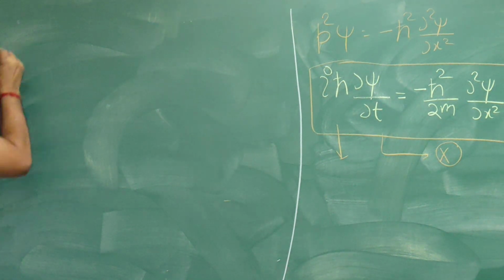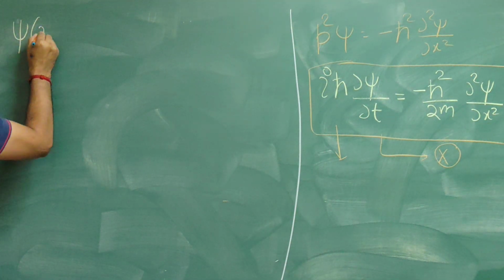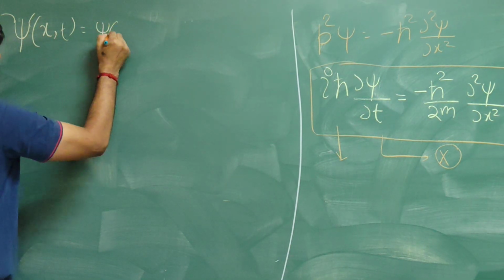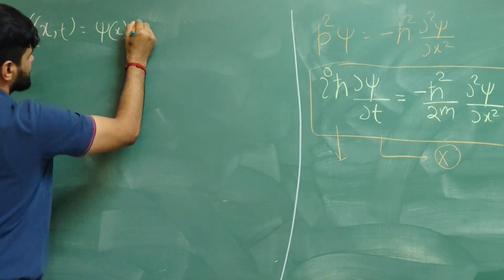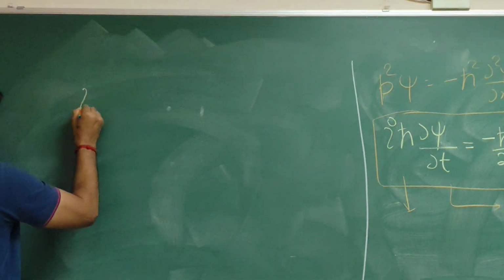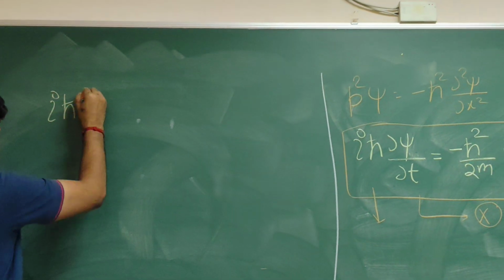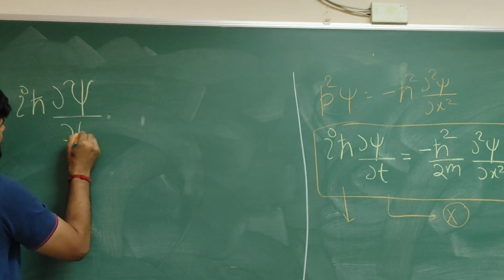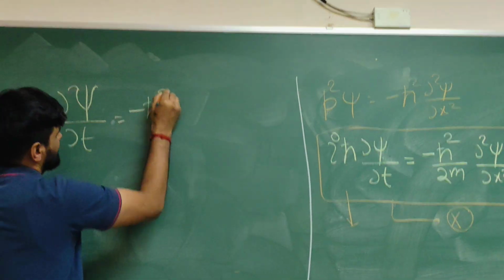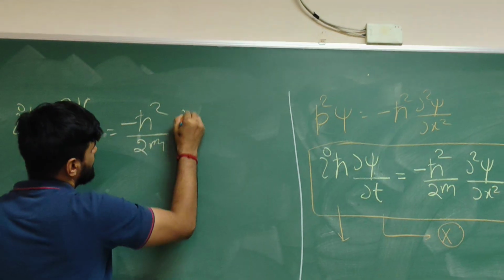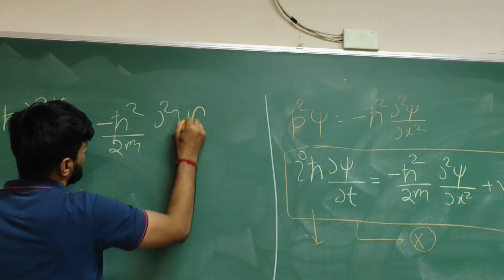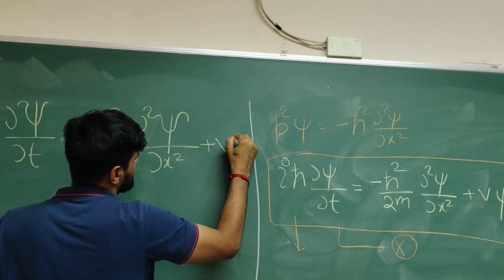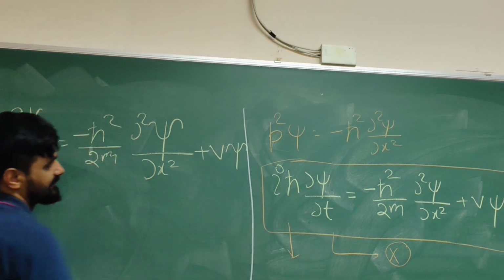So what we will do here, I will assume psi of x,t, this psi, that will be an explicit function of psi of x and phi of t. This Schrodinger equation, let's say i h-bar del psi by del t, that is equal to minus h-bar squared divided by 2m del 2 psi by del x square plus V psi. Is that clear?